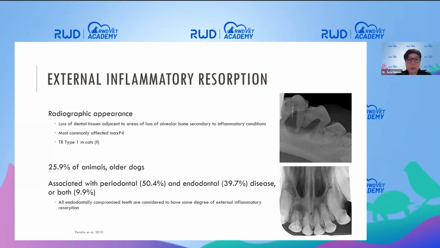What are the treatment options? Absolutely extractions, especially in advanced cases of periodontitis and root resorption. Endodontically affected teeth can obviously also be extracted, or endodontic treatment can be performed as a measure to control external inflammatory resorption.